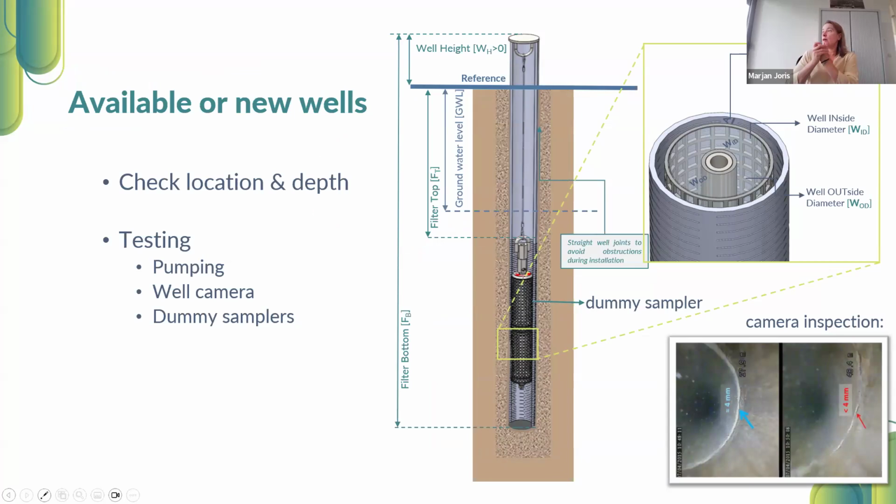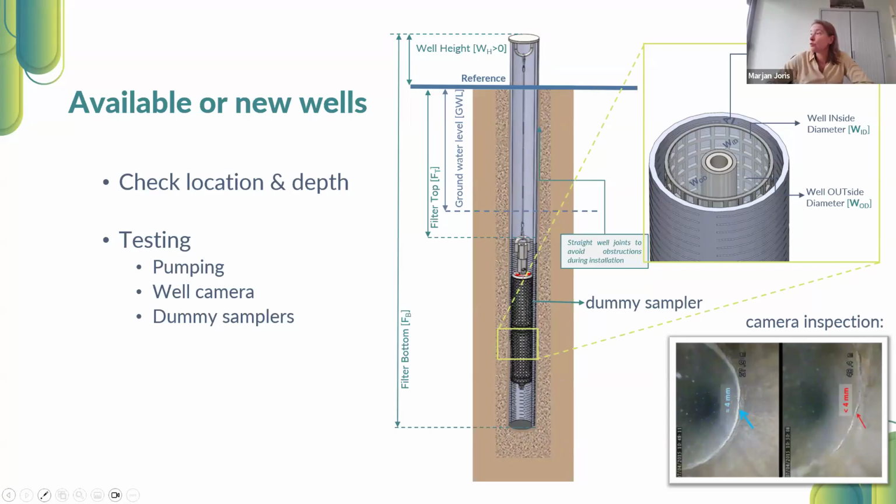If you want to set up a monitoring campaign, you will have to evaluate if you can use the wells on site or if new wells are needed. Of course, then it's important to check at which location and depth the wells are available, and whether that is the depth and location you want to measure. Does it answer the questions and the objective of your monitoring campaign?